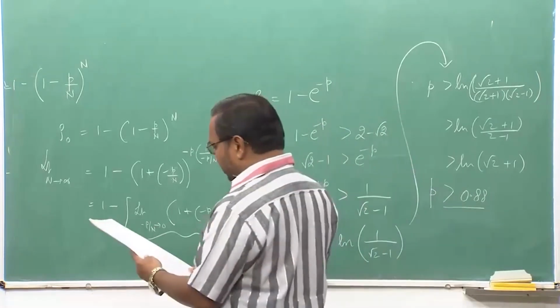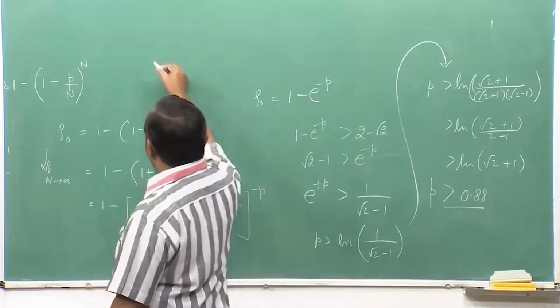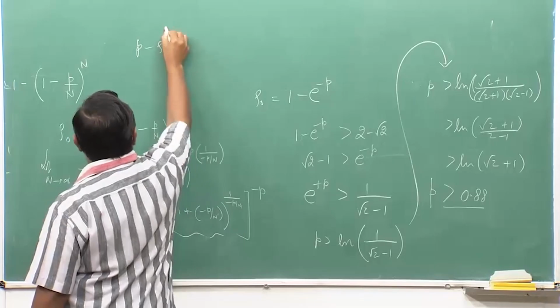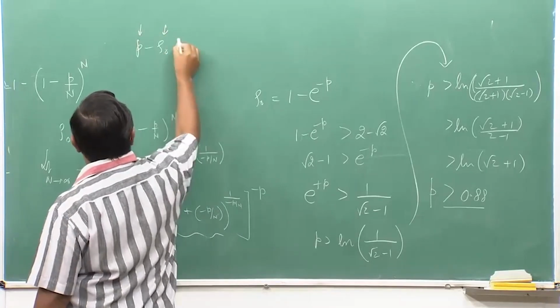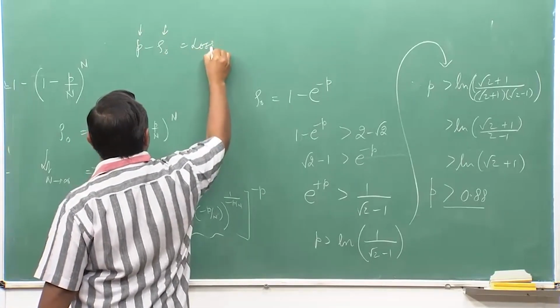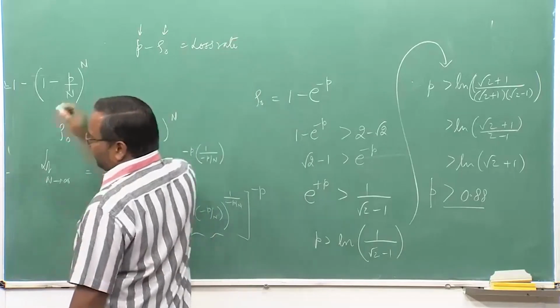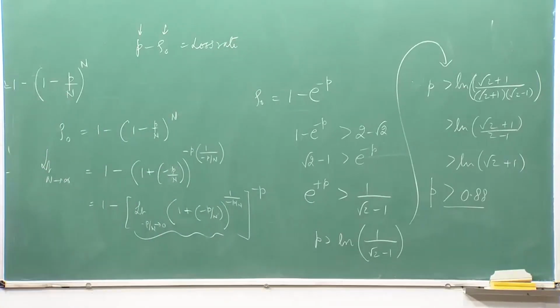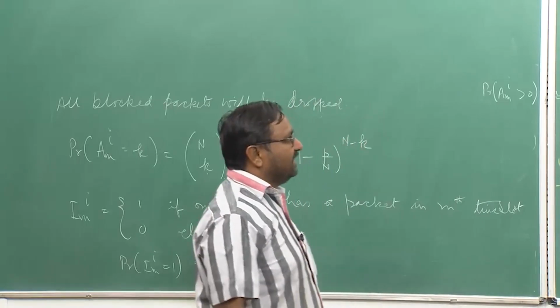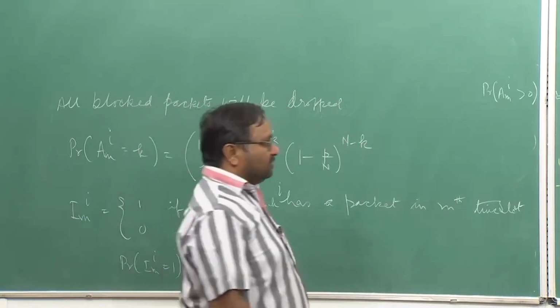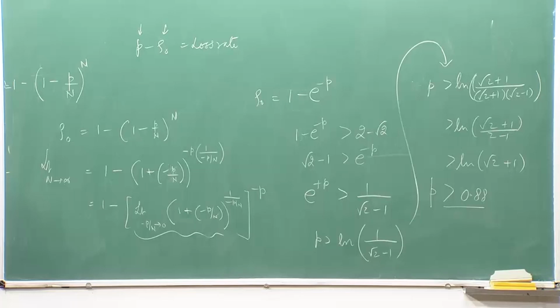And of course, now you have to also understand P minus rho. Rho is the outgoing rate, P is the incoming rate. So, whatever is the difference, that must be the loss rate. So, these many packets per unit time per port will be lost at the input. With this, we can understand how the switch should be operated.